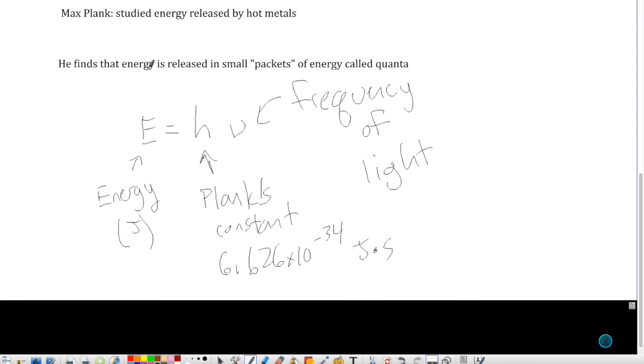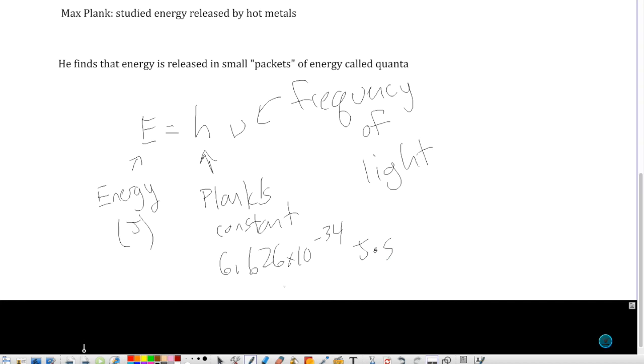Okay, remember, I'm giving you all these equations on the equation sheet. I'll give you this constant on the equation sheet. You just have to be able to identify them and know what they mean. So that's sort of the first bit of information that we need to keep in mind: the energy of light is quantized.